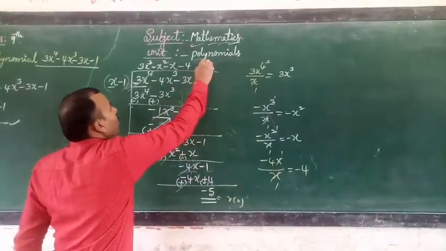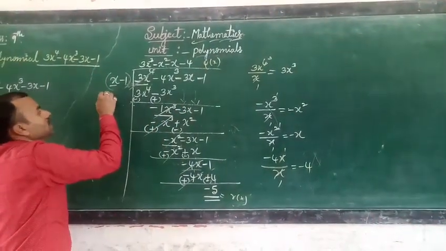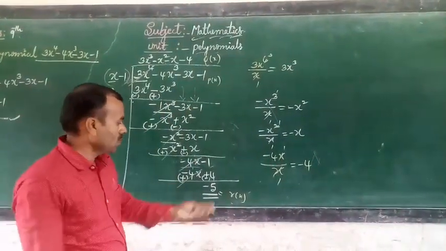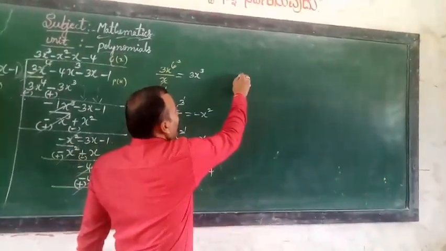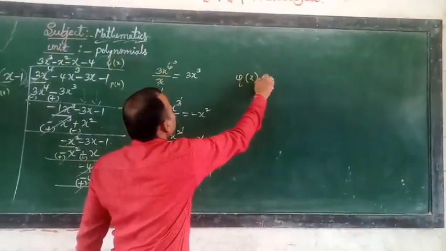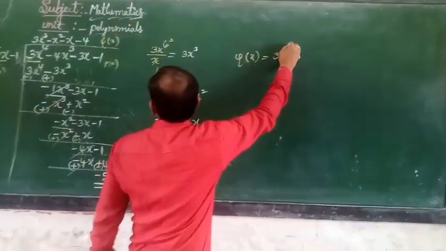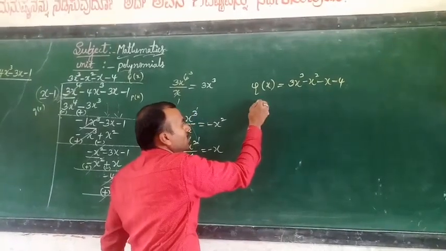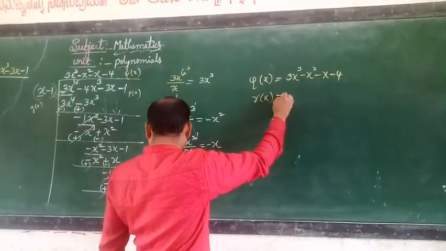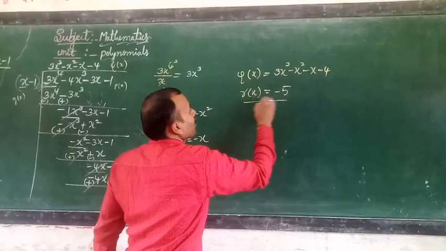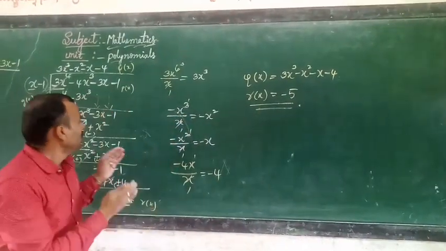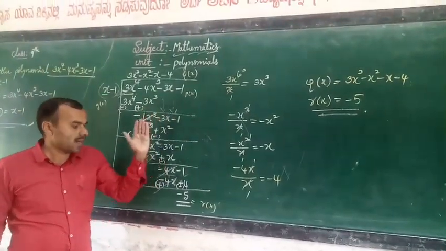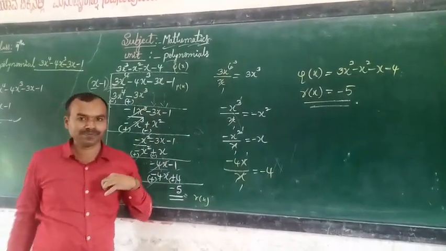It is q of x. This is g of x and this is p of x. Now once again, here we get the quotient q of x is 3x cube minus x square minus x minus 4, and the remainder r of x is -5. So in this problem we find the quotient q of x and this -5.